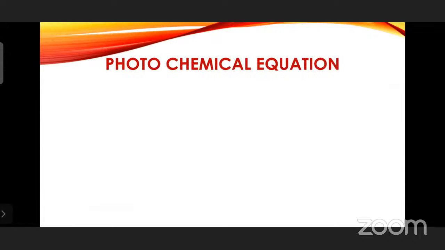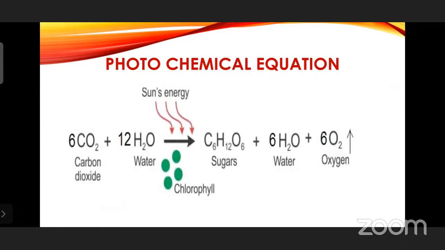The photochemical equation. Why I have given it is just to have an idea in your brain. Through the entire class or session, you have to remember this. 6 molecules of carbon dioxide combine with 12 molecules of water in the presence of sunlight, harvesting the sunlight. The chlorophyll molecule synthesizes sugar, that is glucose, C6H12O6. 6 molecules of water and 6 molecules of oxygen gas are liberated. So this is the photochemical equation that we already learned in 10th standard.